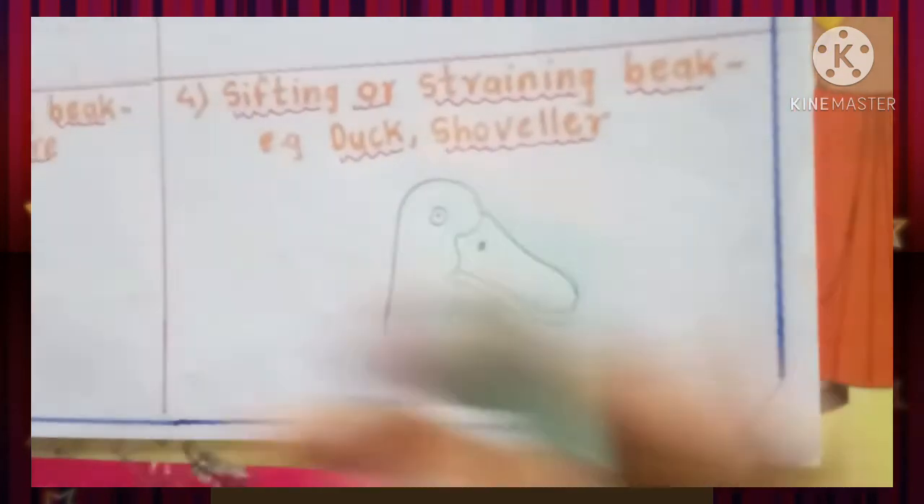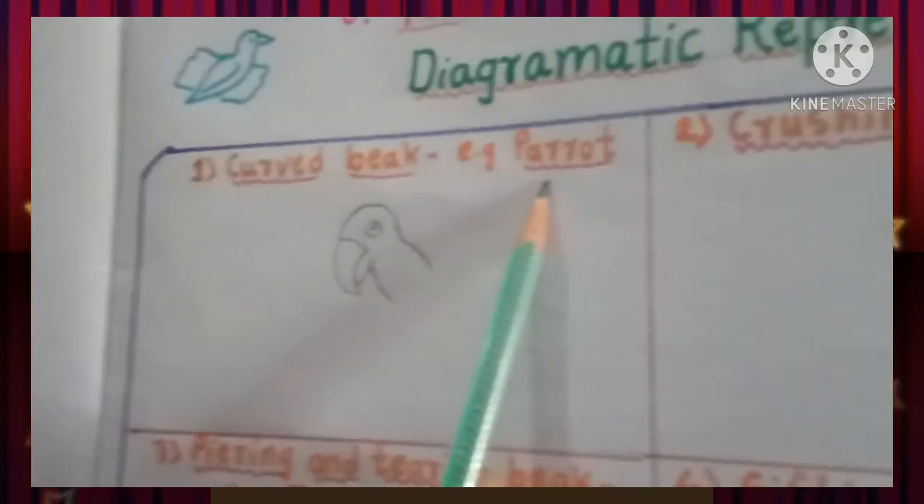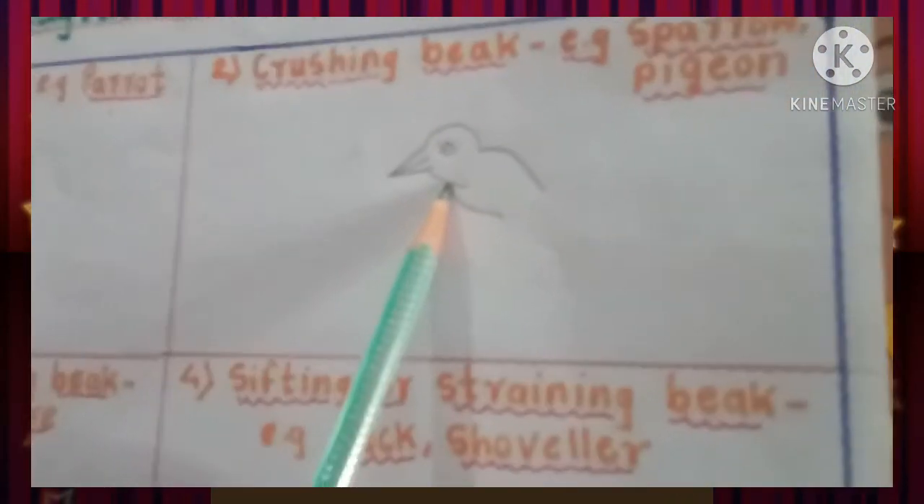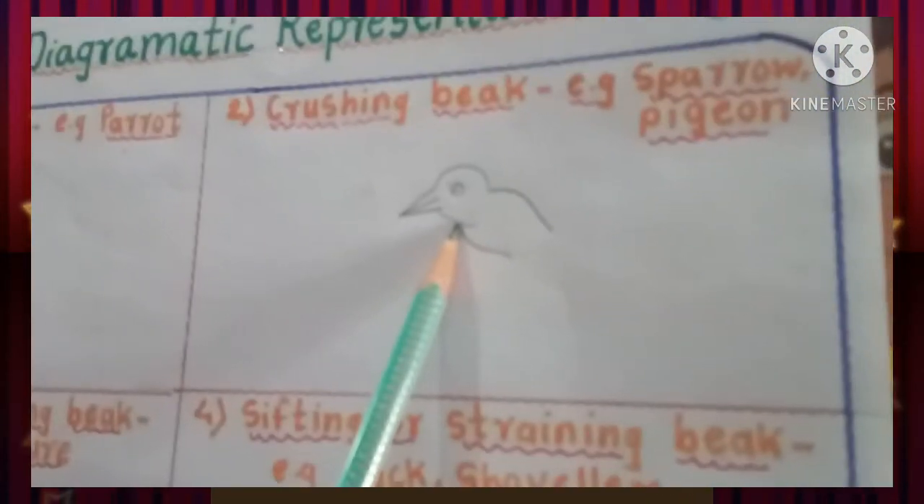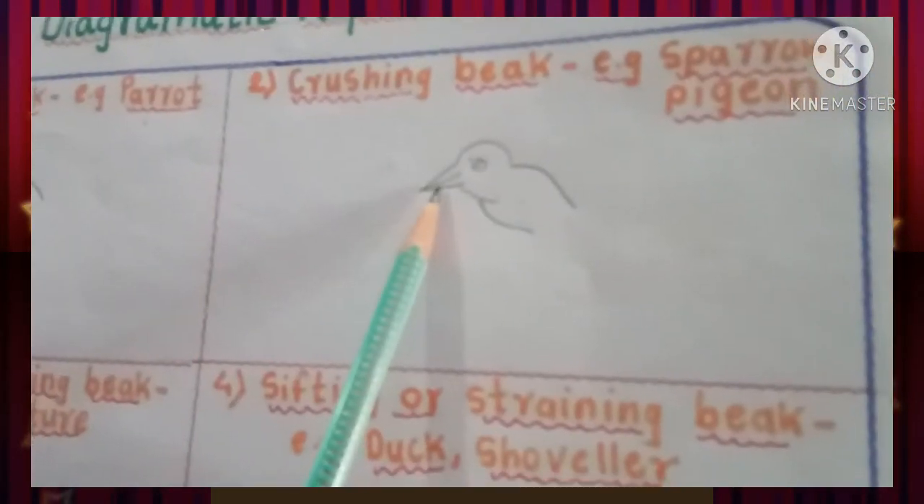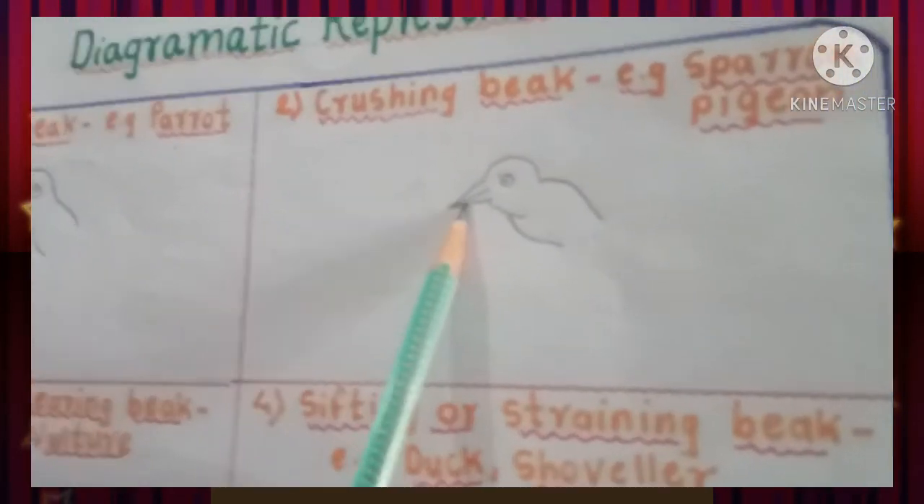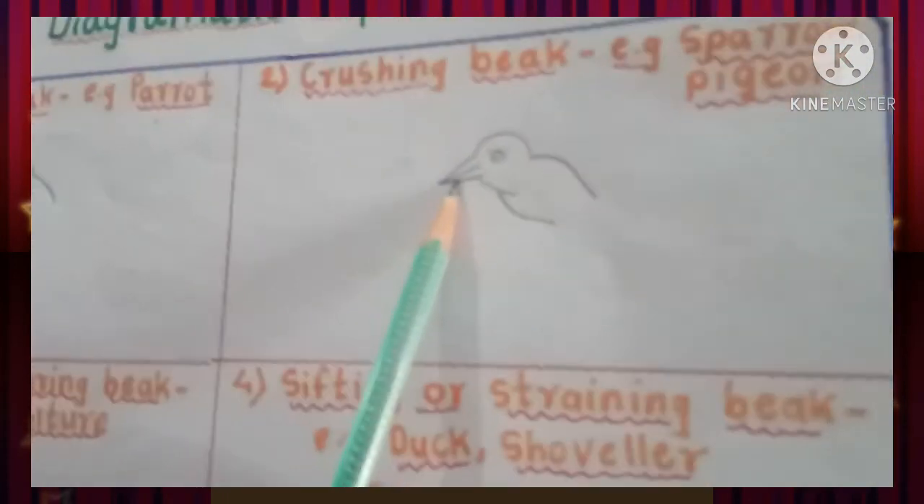Got it now, children? The first one is the curved beak. Which bird has a curved beak? Parrot. By using that curved beak, they can crack hard nuts and seeds. Now the second one is the crushing beak. This type of beak is present in sparrow and pigeon. By using that beak, they can crush the grains easily.